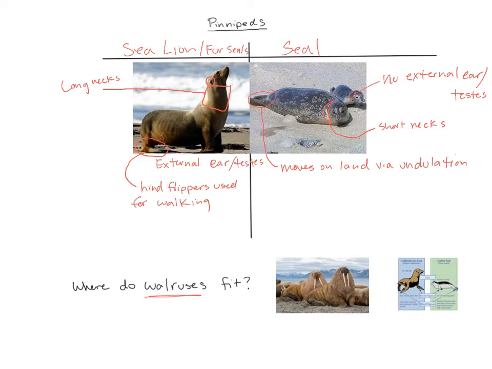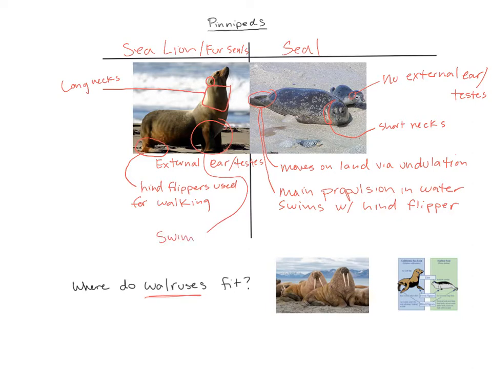Okay, the other thing is those hind flippers are their main propulsion in water. So it swims with their hind flippers. Whereas the sea lions, they swim with their fore flippers, front flippers.